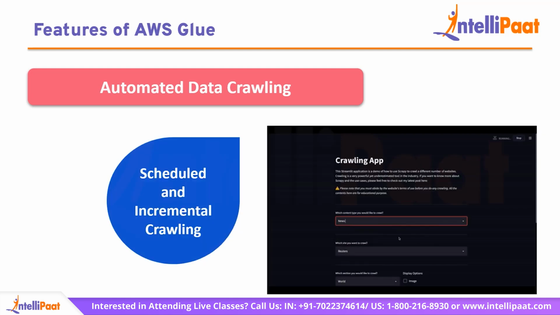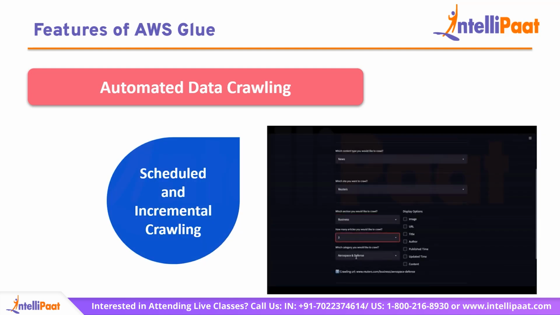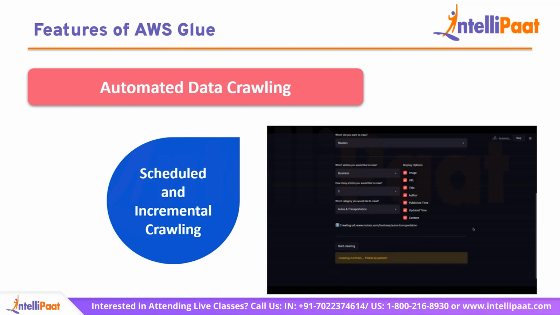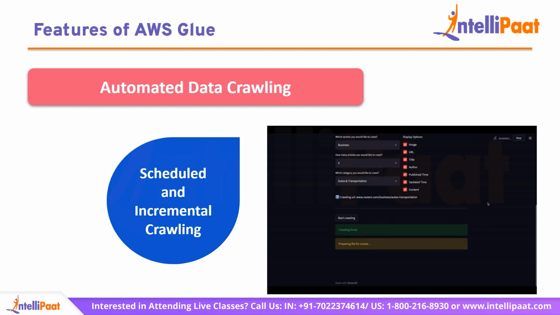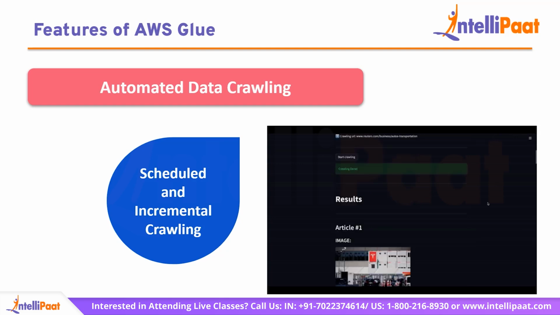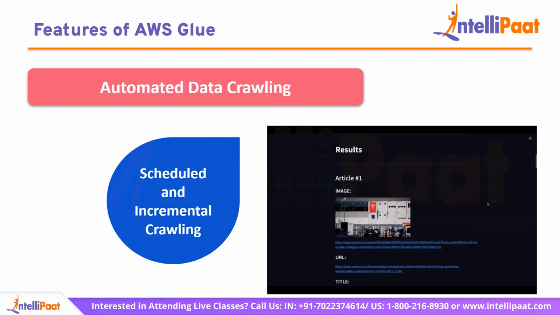The fifth one is scheduled and incremental crawling. AWS Glue allows scheduled crawlers to run at specific intervals. The crawler can be configured to perform incremental crawling, which will detect and capture changes in the data sources since the last crawl. Incremental crawling helps keep the data catalog up to date with the latest data changes without full scans.